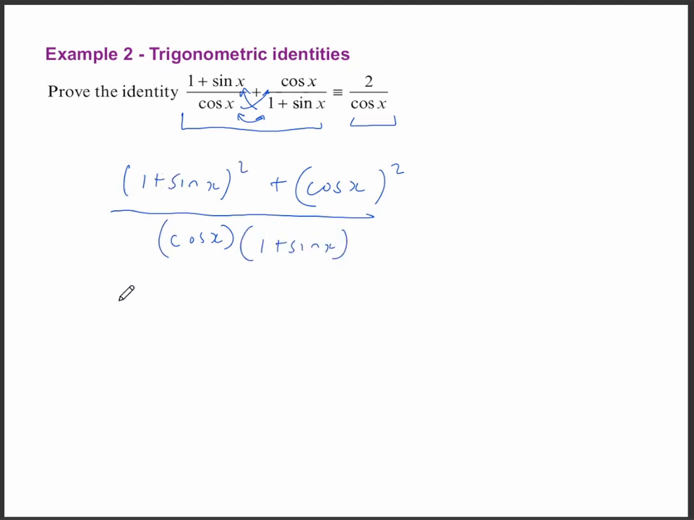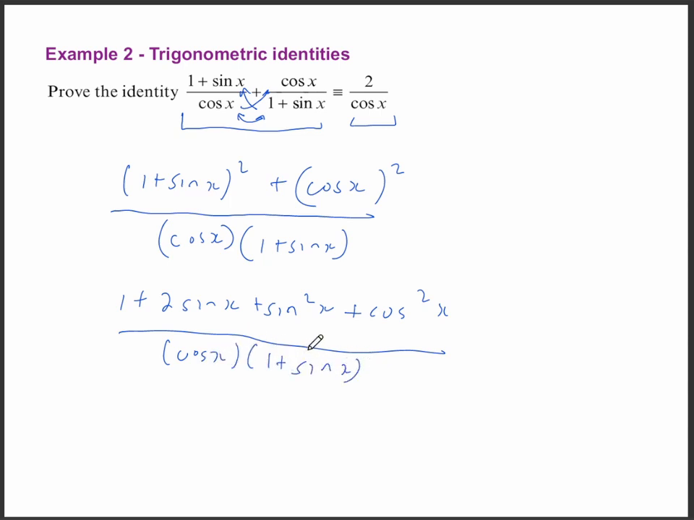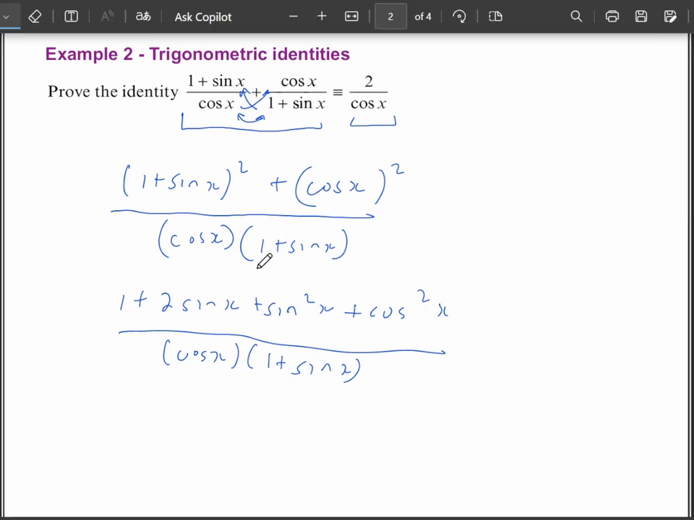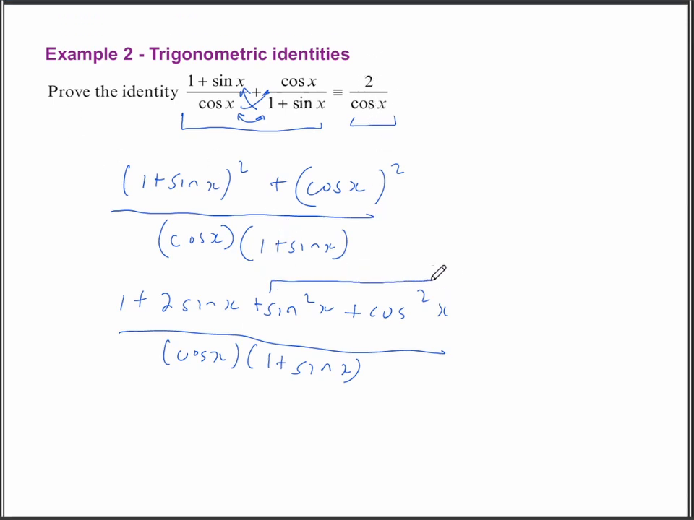1 plus sine x squared is going to be 1 plus 2 sine x plus sine square x plus cos square x. And then all of that will be over cos x, 1 plus sine x. Then we want to convert it into 2 over cos x. So obviously we need to find a way to remove this sine square x plus cos square x, and the way we can do that is by using the identity that we did earlier, where this is just equal to 1.